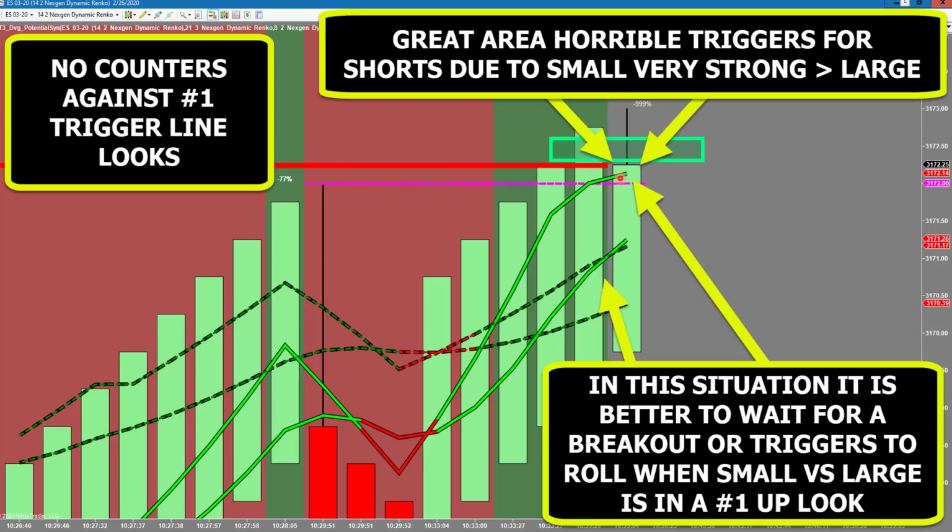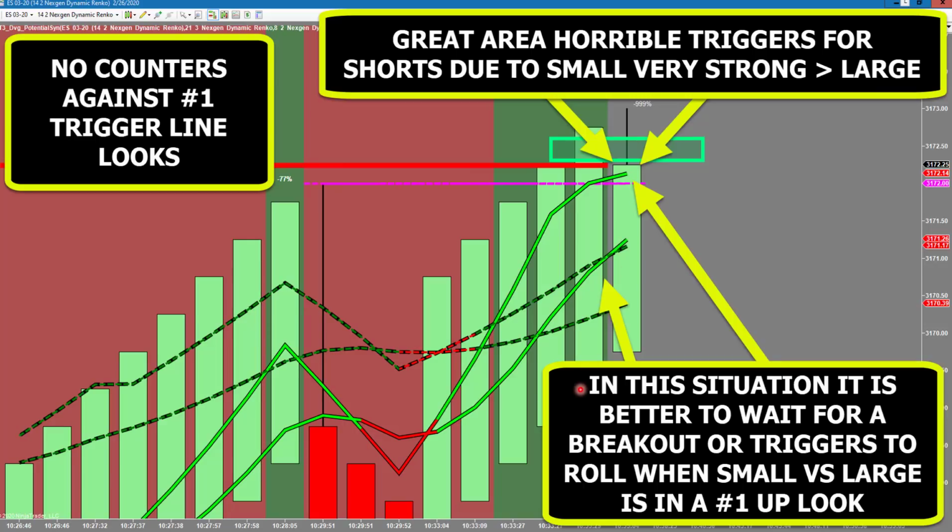Number one, look for the triggers. The small triggers are going up and they're above the large triggers that are going up. This is where a lot of people have their failures. They're trying to sell resistance because it's a great area. It looks great. The problem is the triggers are horrible for going short because the small are very strong above the large. And when you see it, you're like, it's obvious.